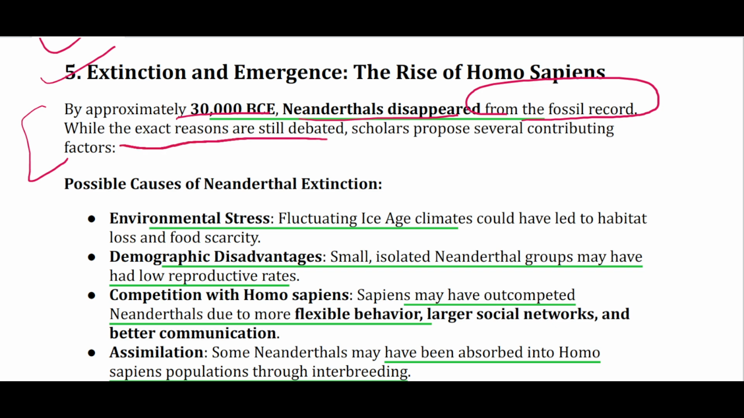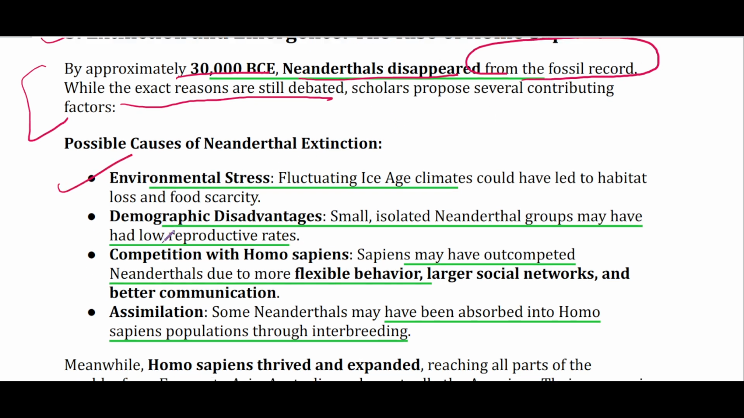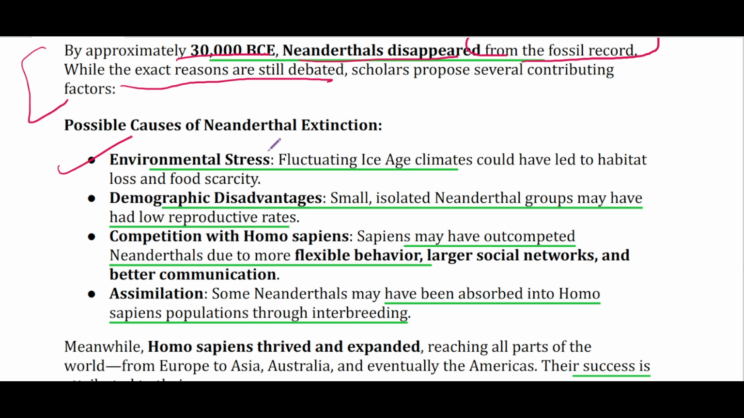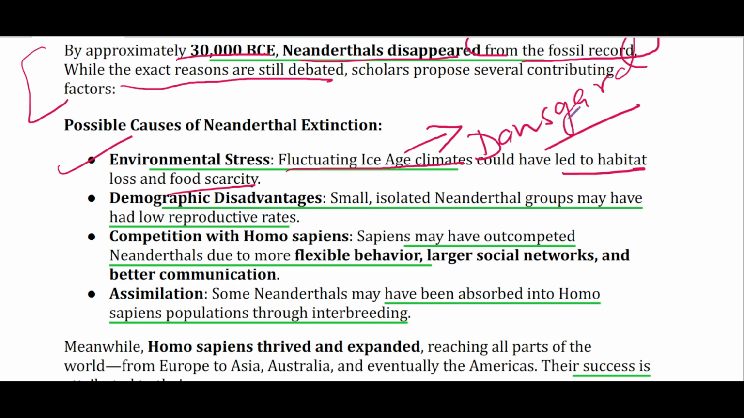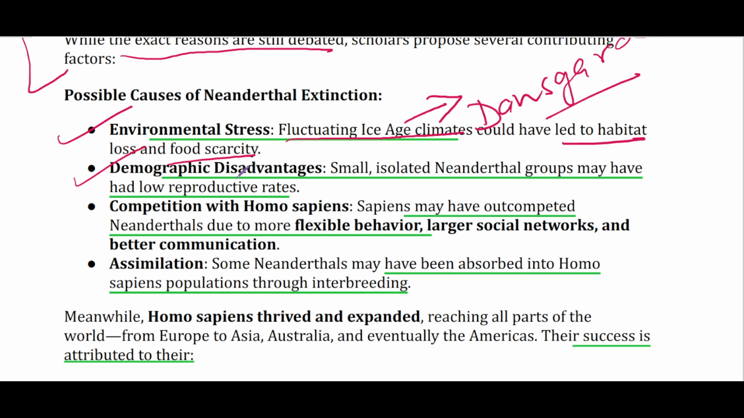So while exact reasons are still debated, let me tell you some, but let's have a look at possible causes. First, environmental stress: the fluctuating ice age climate, and because of that habitat loss, food scarcity, dwindling of prey, which I told you about, the Dansgaard-Oeschger event. Then demographic disadvantage.